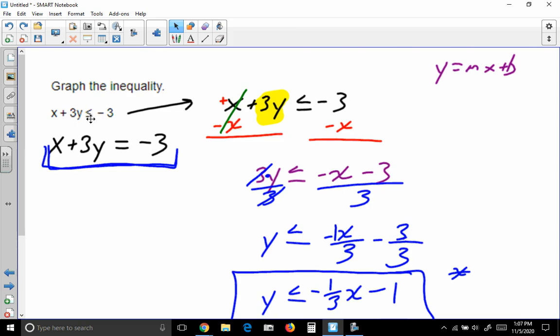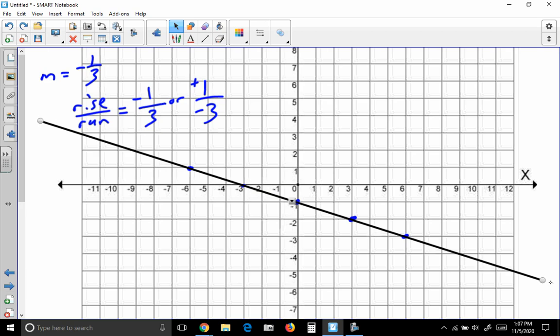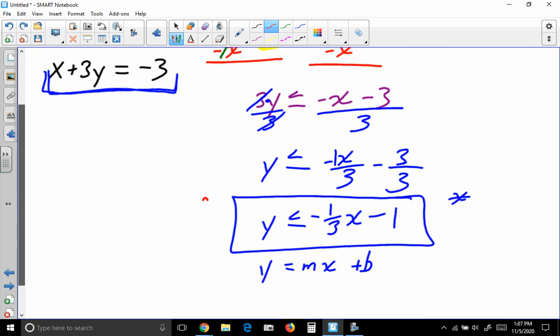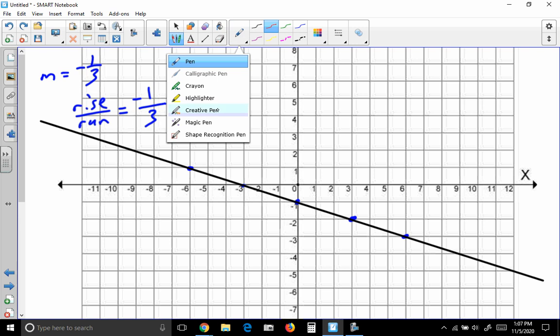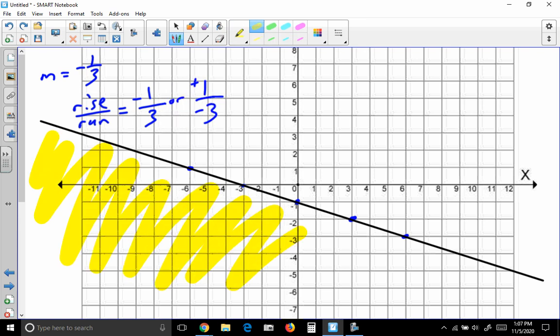Notice we include where we are equal because of the line. The line here is where we are equal, so that's solid. So now we just have to decide which side we need to highlight. One benefit to solving our inequality for y is that if we have y by itself, less than means to highlight below it. Greater than would mean to highlight above it.